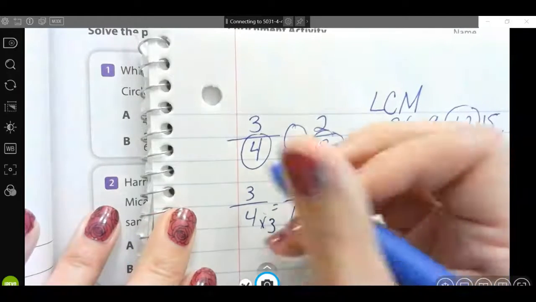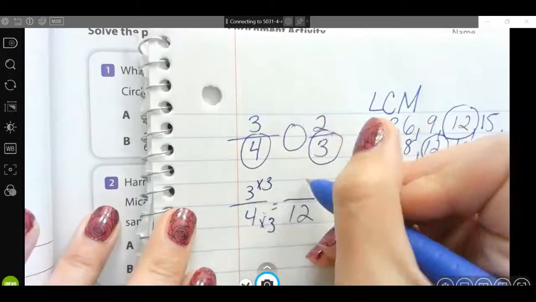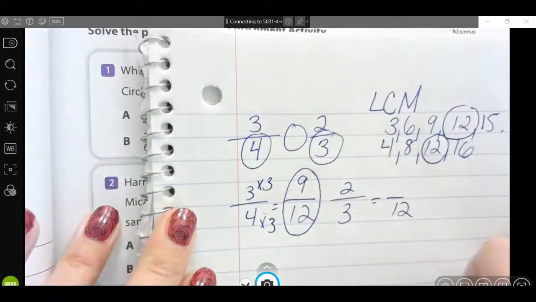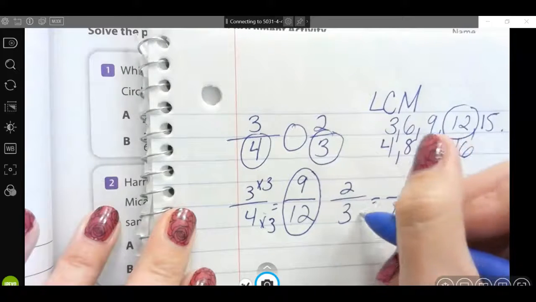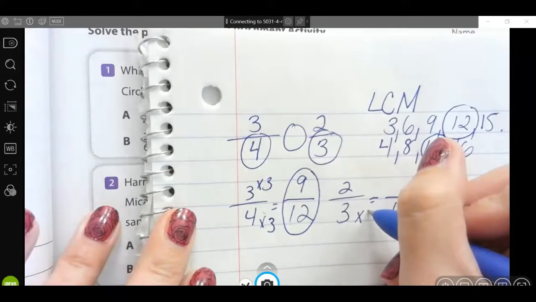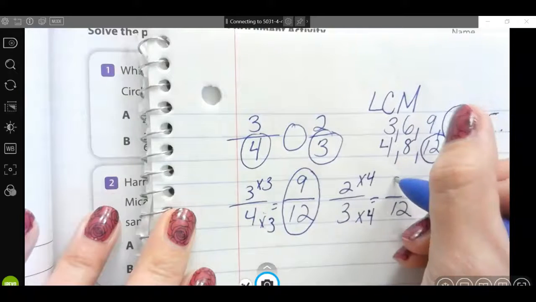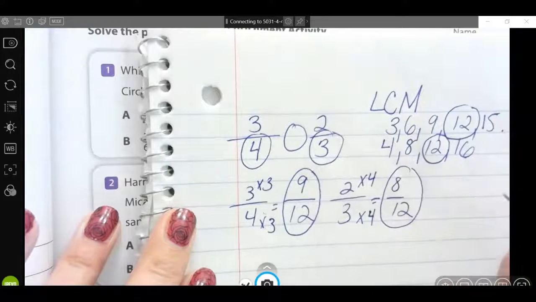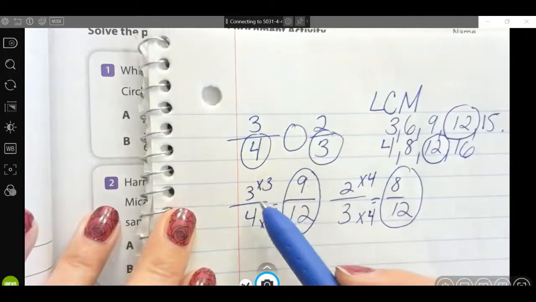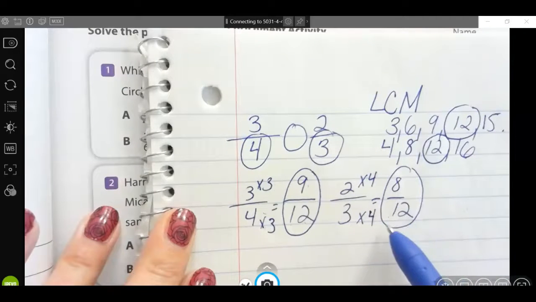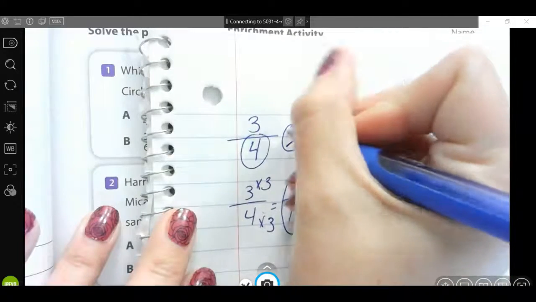So whatever you do to the bottom, you do to the top. What's 3 times 3? 9. 9 twelfths. How do I go from 3 to 12? Multiply by 4. So the 2 I'm going to multiply by 4 and I get 8. So 9/12 is an equal fraction to 3/4, and 2/3 is an equal fraction to 8/12. So which fraction is greater? 3/4. Okay.